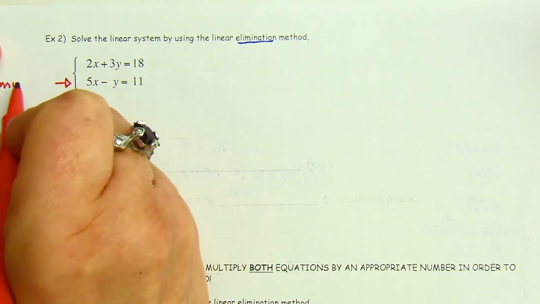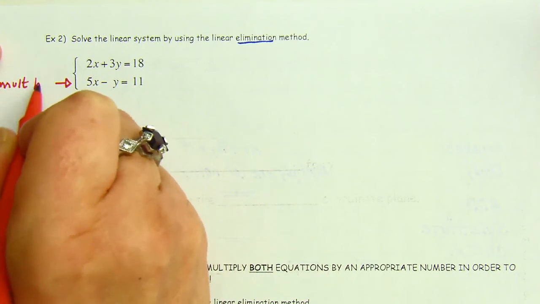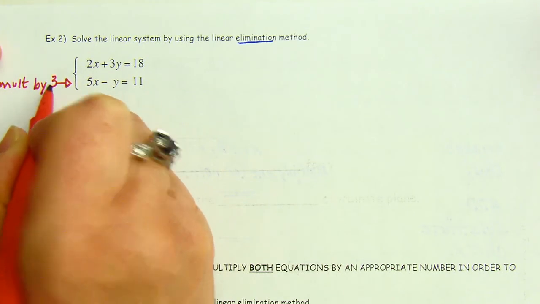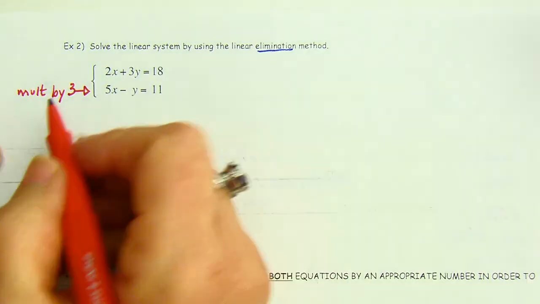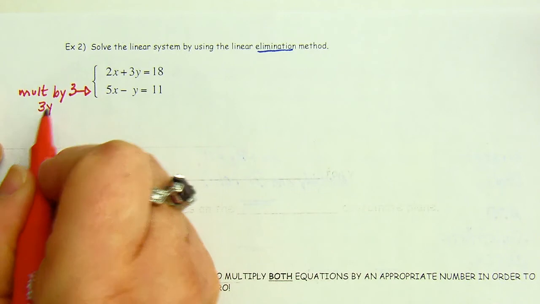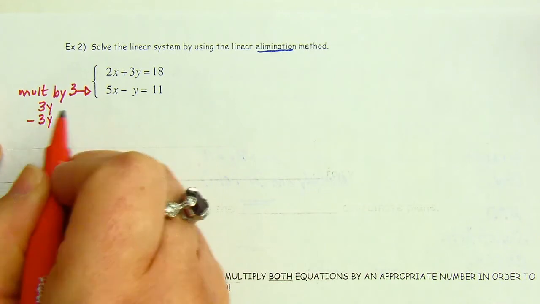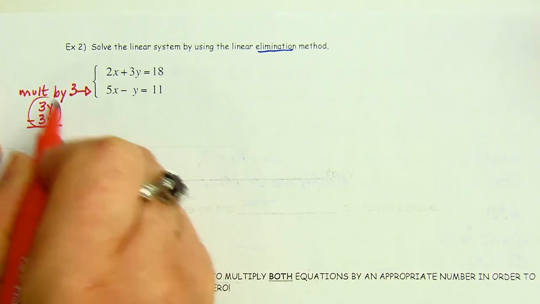Multiply by 3. And it's the whole entire equation that you need to multiply by 3. And the reason we want to do that is because we want the top equation to be 3y and the bottom equation to be a negative 3y, so that this would sum to 0.